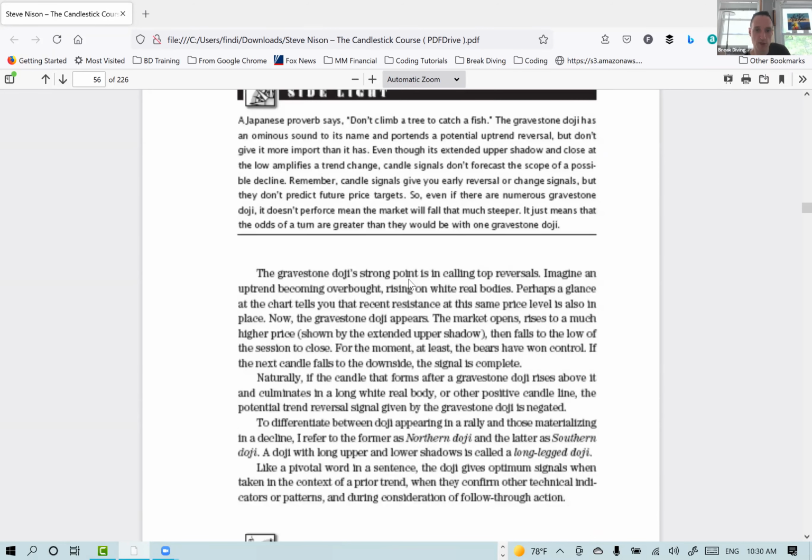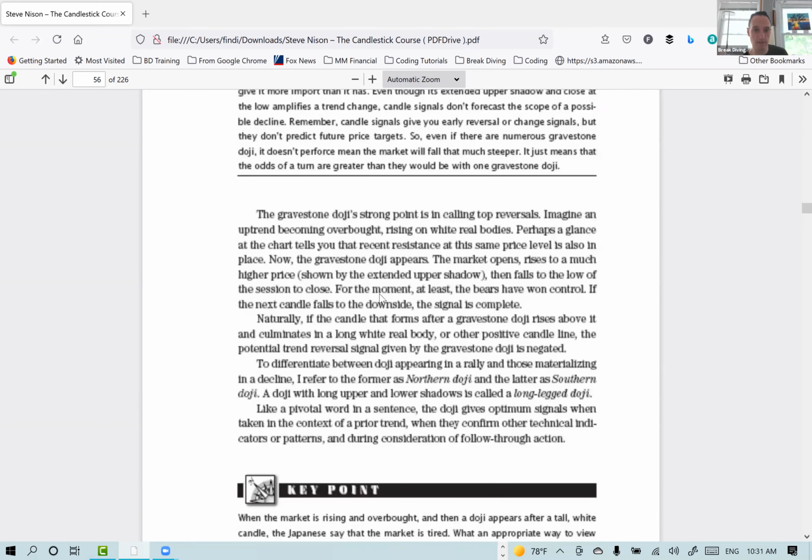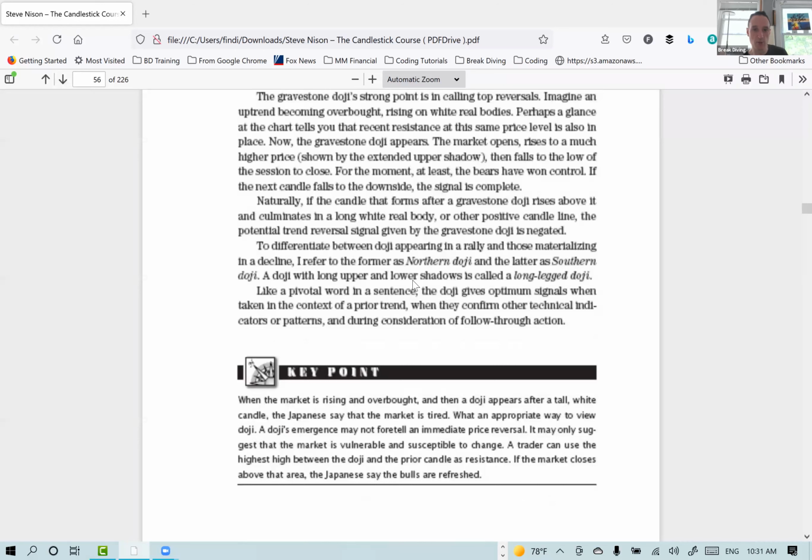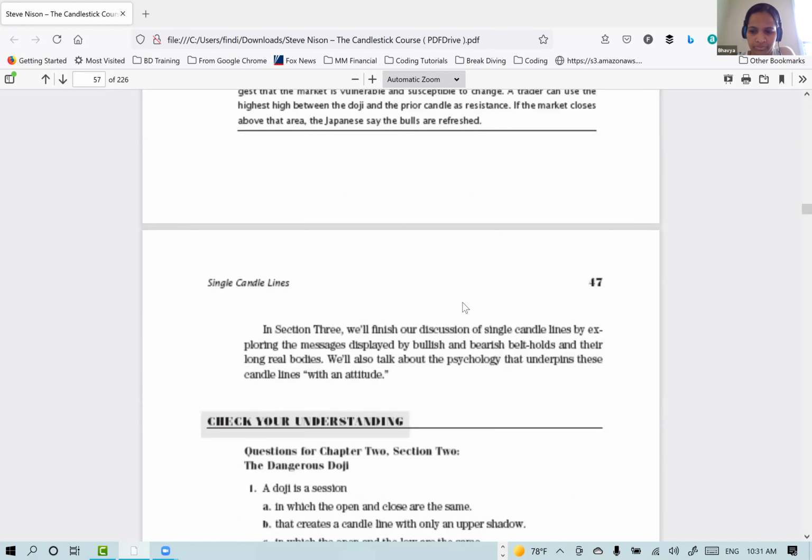The gravestone doji's strong point is in calling top reversals. So top reversal equals a gravestone doji. Okay. And next, a doji with a long upper and lower shadow is called a long-legged doji. Okay. All right.